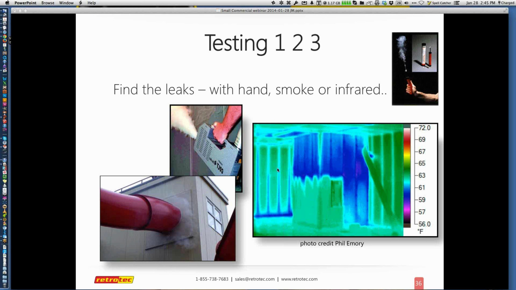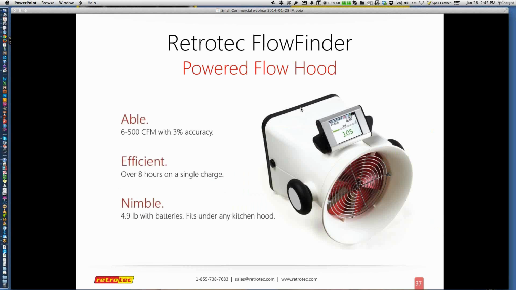So you get a lot of effects when you combine your infrared and the blower door together, and you don't have to have such a large difference in temperatures to make it an effective evaluation. One of the other things that Retrotec also sells is a new device called the FlowFinder, which is a powered flow hood, which is also a great device. I usually turn this back over to Colin. Colin, do you want to describe your FlowFinder real quick?